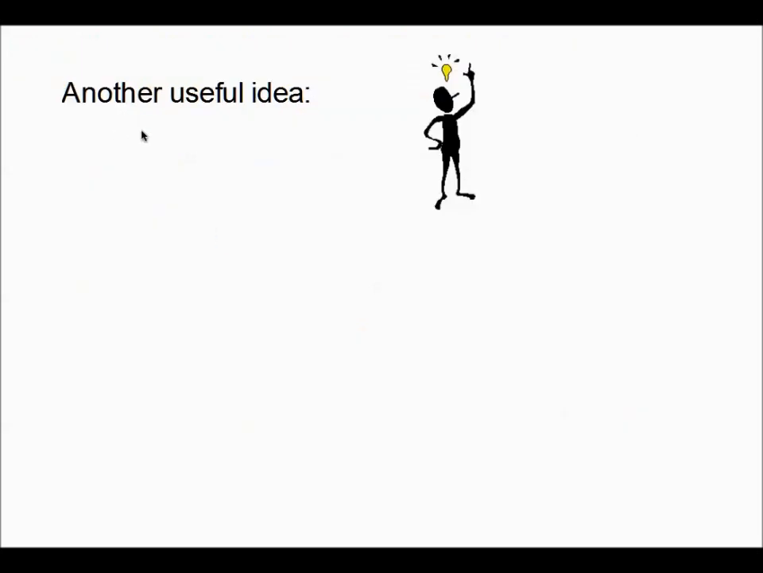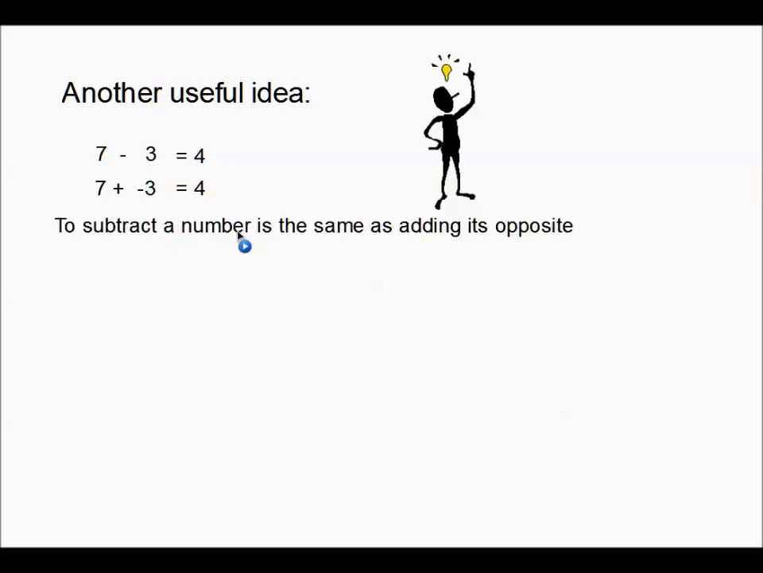Now, another little idea. Let's think about this. 7 take 3. Obviously, the answer is 4. Now, if we think about 7 add -3, 7 positives, because remember, if there's no sign associated with the number, it means it's positive. 7 positives and 3 negatives is in excess of positives of 4. So the answer to that also is 4. So these two things yield the same result, which tells us to subtract a number is the same as adding its opposite. The opposite to 3 is -3. To subtract a number is the same as adding its opposite. File that little idea away.